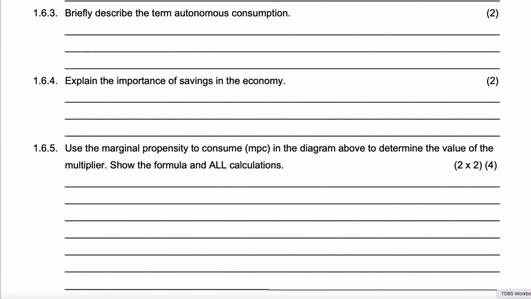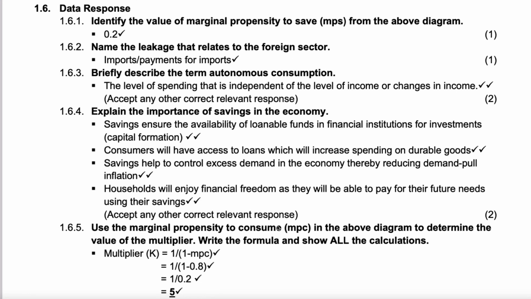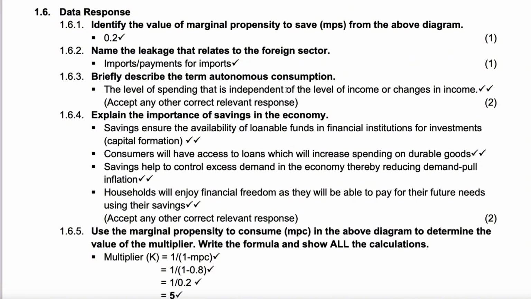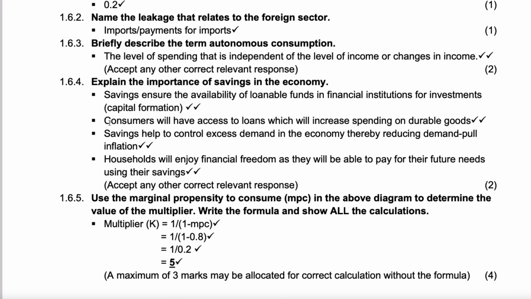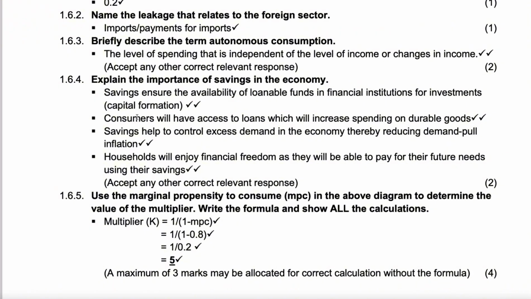Well, I'm going to just show you our answers. There we have them. The MPS is 0.2. It was clear. Then imports. Then briefly, autonomous consumption is the level of spending that is independent of the level of income. Basically, if we want to also simplify this, we would say it is spending that is not affected by the level of income. Then explain the importance of savings. Well, I said this: savings ensure the availability of loanable funds in financial institutions for investment. Basically, anything along those lines. Then last but not least, we were given an MPC of 0.8. So using our formula, our multiplier is 5.